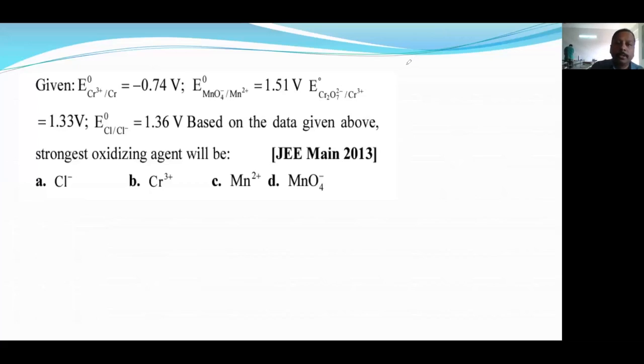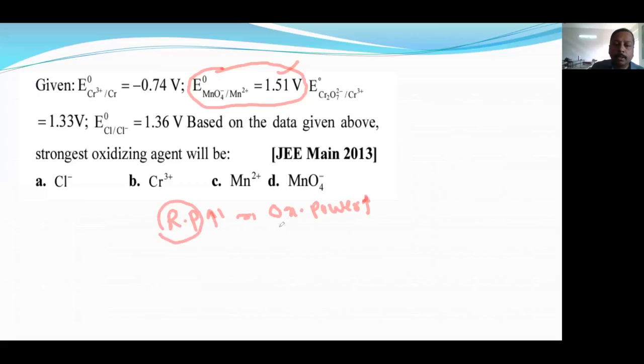It is just a theory question, but based on this, a lot of arrangement questions are coming nowadays. Therefore, I will tell you the logic. The MnO4 reduction potential is higher. You can make it a rule: the higher the reduction potential, the higher the oxidizing power will be. So the answer will be option D. This is the trick, or you can say logic. Reduction potential higher, then oxidizing power will be higher.